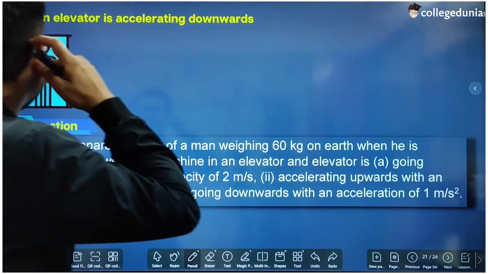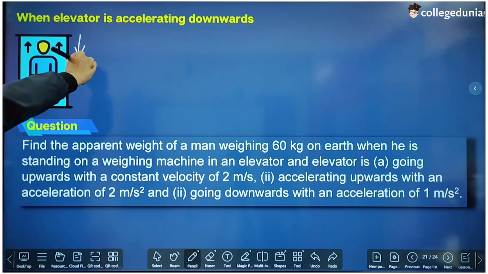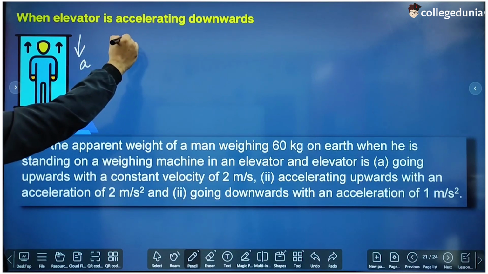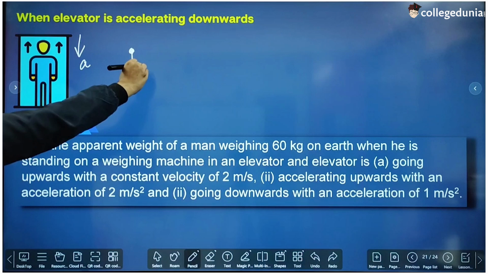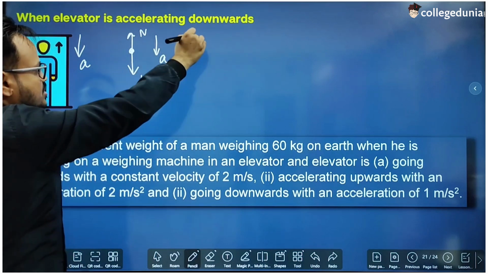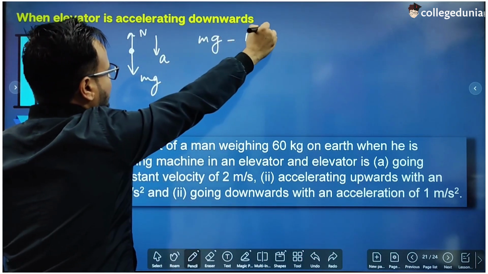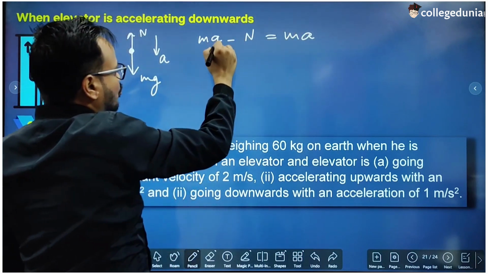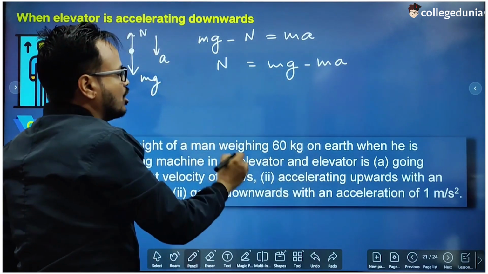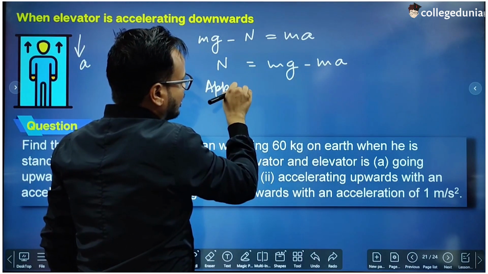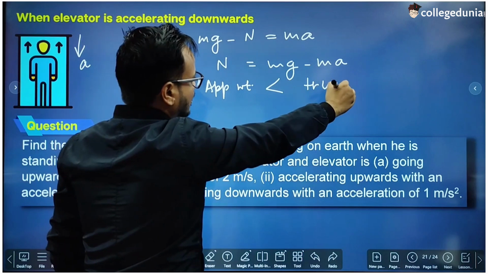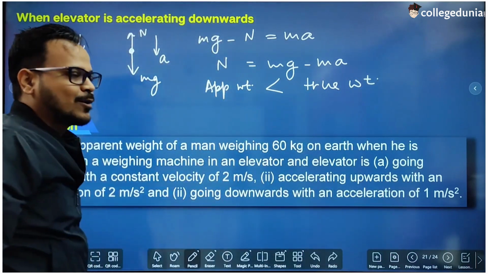And when the elevator is accelerating downwards, again make the free body diagram. mg is downwards, N is upwards, and it is accelerating downwards. So mg minus N equal to ma, which gives N equal to mg minus ma. Now we are subtracting something from mg. So we can say that in this case, the apparent weight, the weight which is shown by the weighing machine, is less than the true weight.